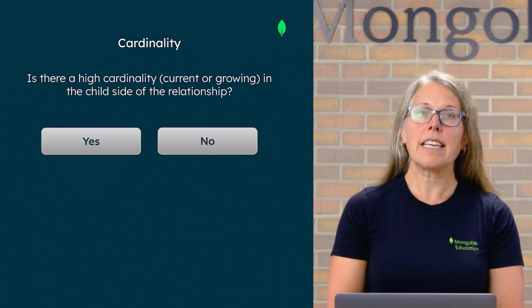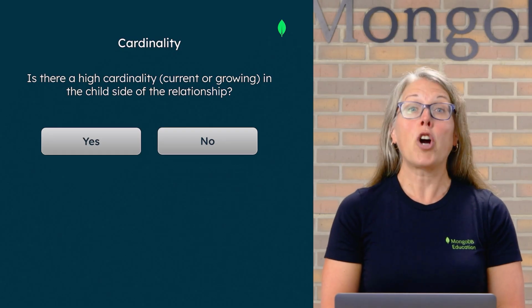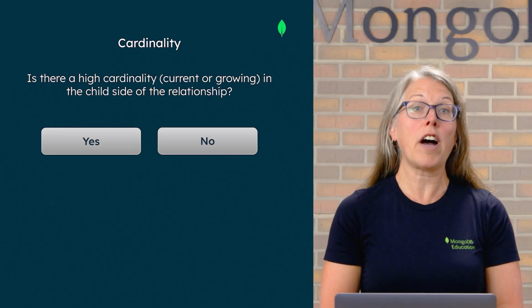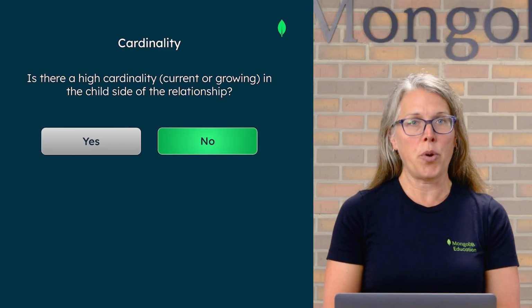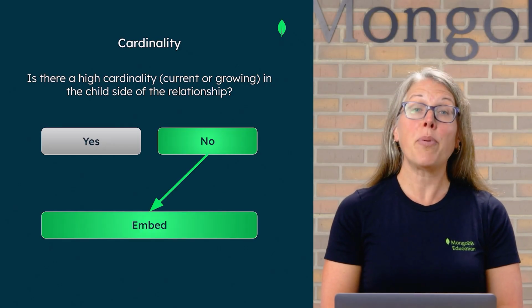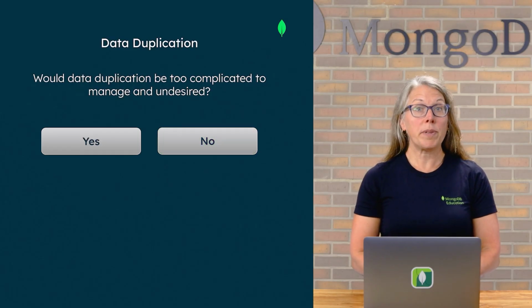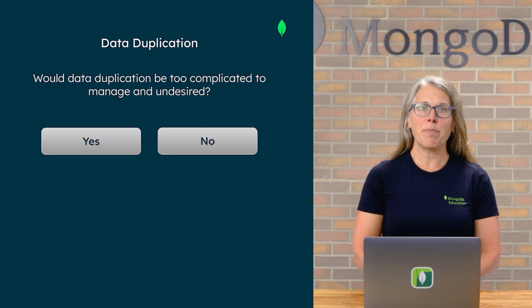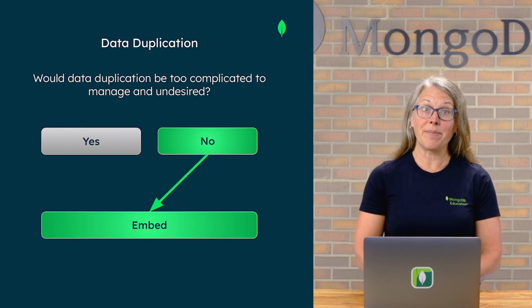This question is asking us to think about the possibility of an unbounded array, which we want to avoid. For our app, we aren't in danger of a high cardinality because it is unlikely that a list of authors for one book will be very long or will change over time. So the answer is no. In this case, no is actually a point for embedding. Next, we have data duplication. Would data duplication be too complicated to manage and would it be undesired? In this example, data duplication is not difficult to manage, so we answer no. Once again, this no is actually a point for embedding.